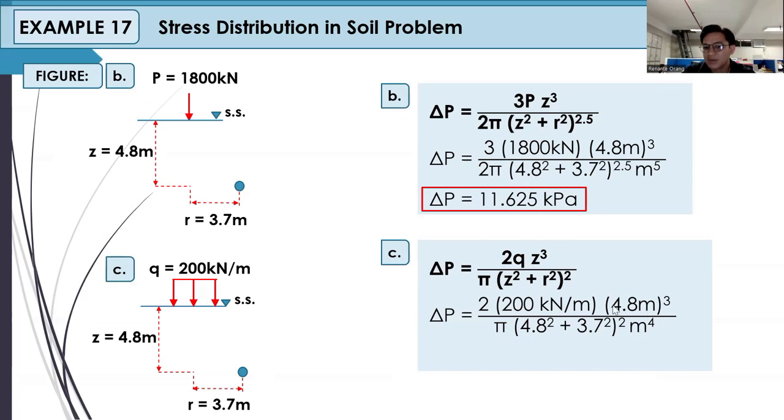So, ang unit nito, same kanina, no? Tingnan natin, we have kilonewton, may meter tayo sa baba, so magiging meter fifth to. So, we have meter cube, cancel out, cancel out. So, magiging kilonewton per meter squared or kilopascal. So, yung answer natin dito is 10.437 kilopascal. And that would be our final answer.